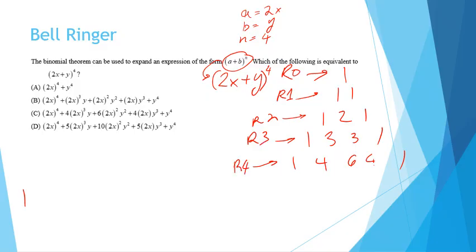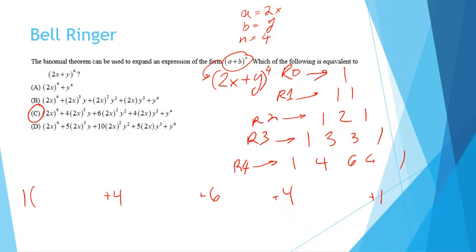So our coefficients should be 1, 4, 6, 4, and 1. Looking at the answer choices, the only one that has that is C. Everything else kind of looks the same, and so we know C is going to be our answer just from that. But if we wanted to figure out how to fill the rest of this in, right?